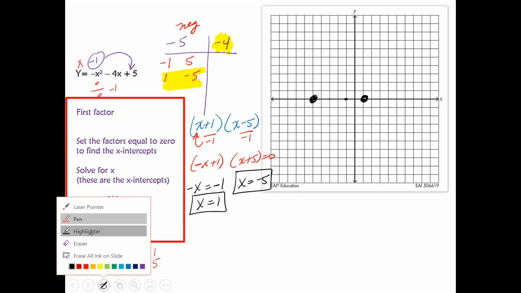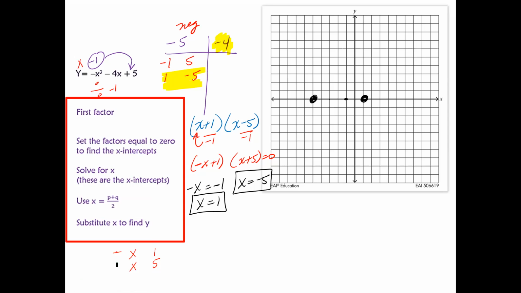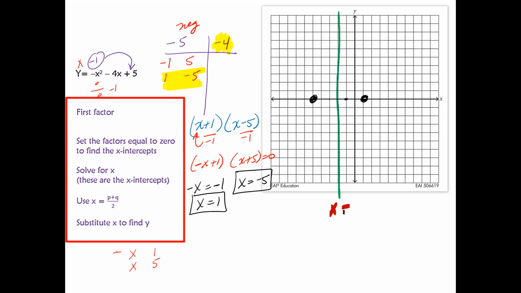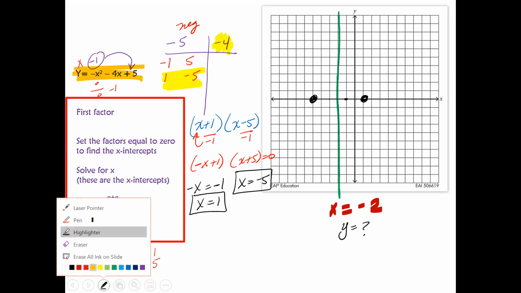Where do you think your axis of symmetry is going to be? I think it's going to be right here in the middle. That's your axis of symmetry. And to me, that looks like x is going to equal -2. So that means you want to know what your y is going to be. So let's go ahead and plug that in. You're going to plug it in into this equation right here.